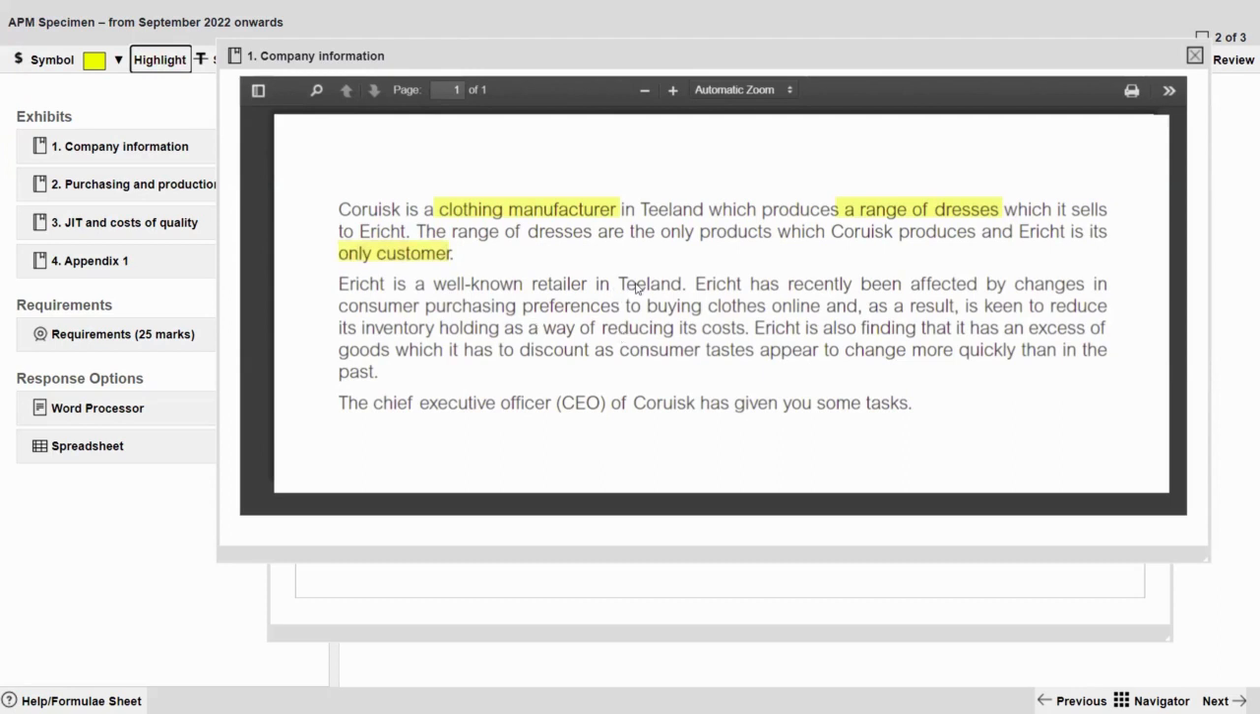Erit is a well-known retailer in Thailand. Erit has recently been affected by changes in consumer purchasing preferences to buying clothing online and as a result is keen to reduce its inventory holding as a way of reducing its cost.